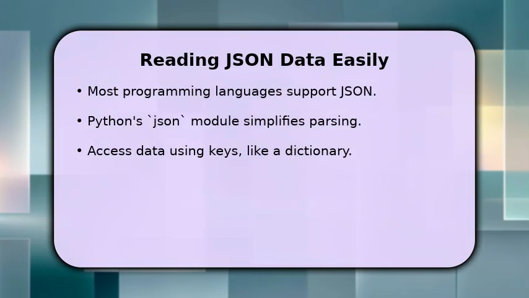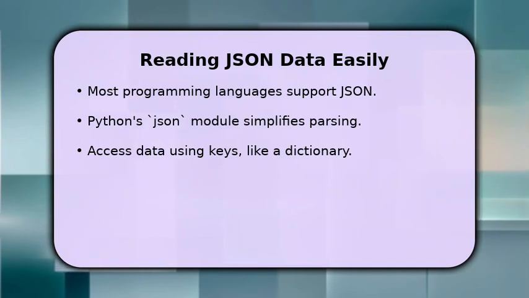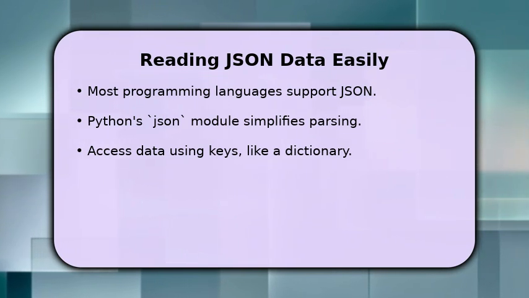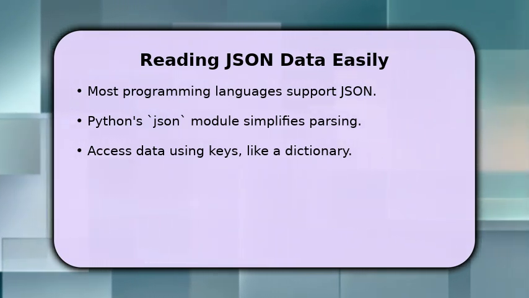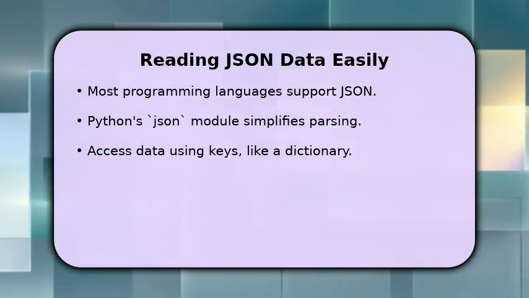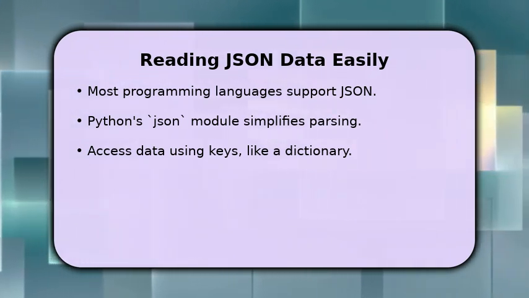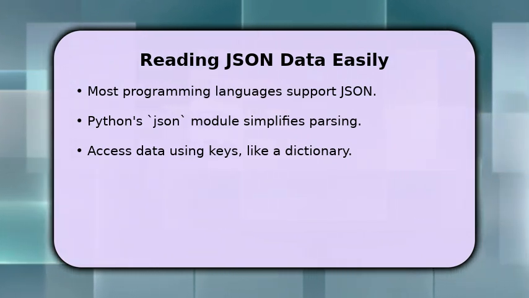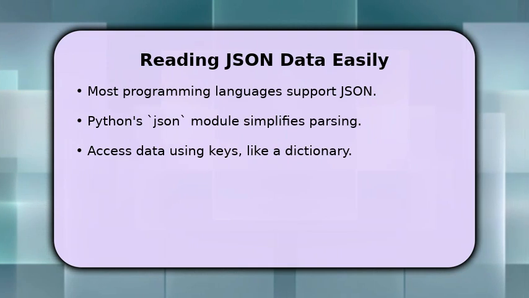Once you have a JSON file, reading its data is simple. Many programming languages, like Python, have built-in modules to handle JSON. For example, Python's JSON module can easily load your file into a Python dictionary or list. You can then access specific pieces of data using their keys, just as you would with any standard dictionary.